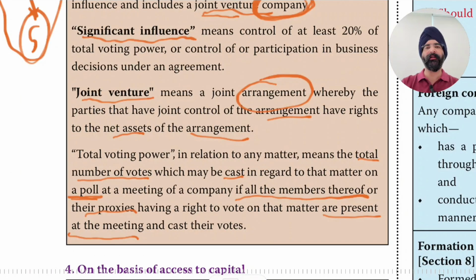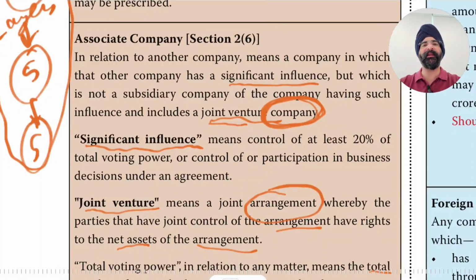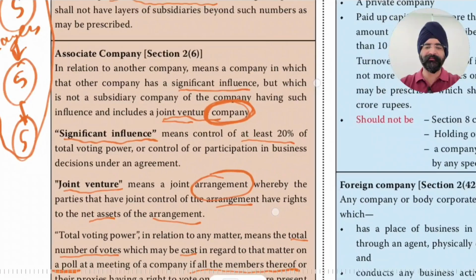So from the total voting power, if a company has at least 20% of control, is it the word at least? Yes, it is the word at least. At least 20% means if a company has exactly 20% of total voting power, then this company becomes that company's associate company. What will we call that company? That company can be called an investment company. So associate company is in the context of an investment company.